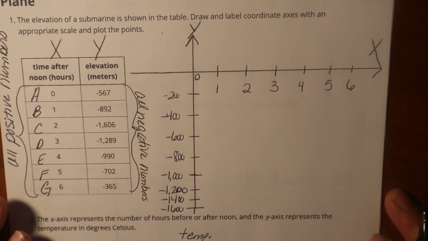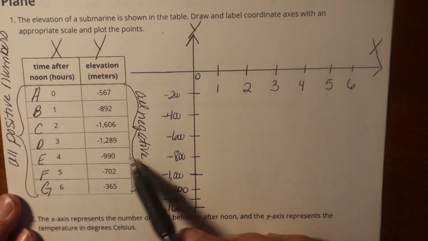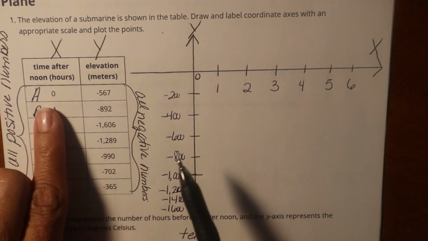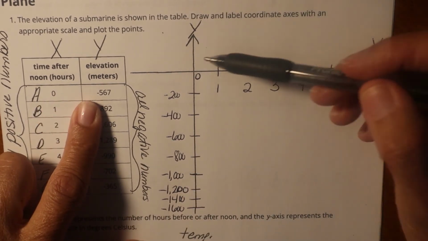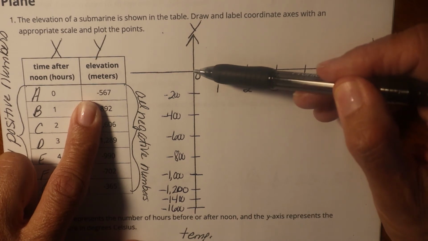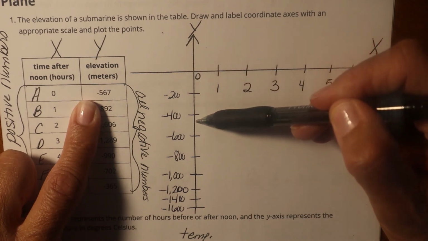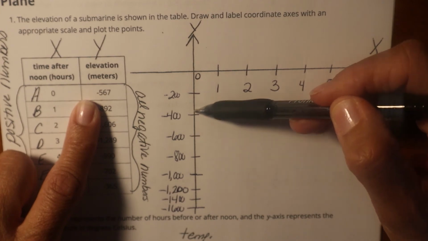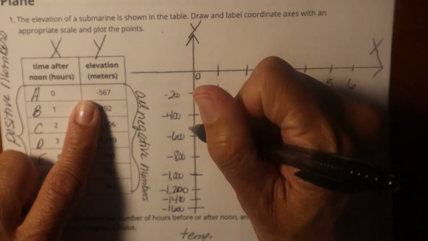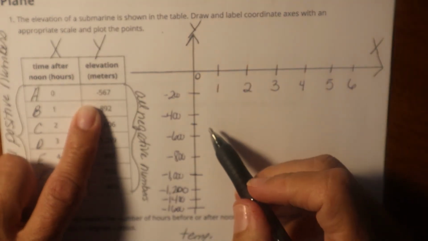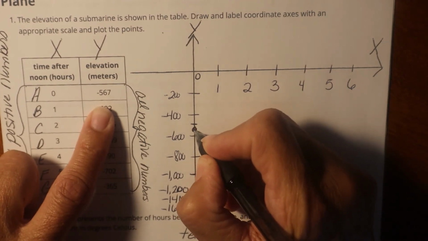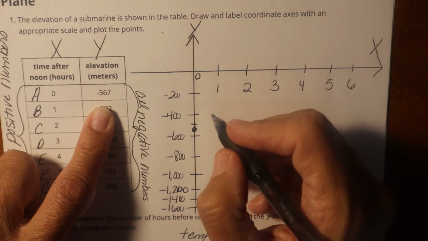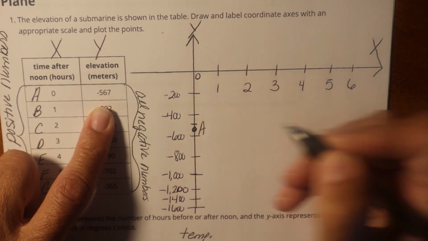Okay, now that I've got my coordinate plane drawn, I can plot my ordered pairs. So starting with point A, it's at 0 and then negative 567. So 0 means I'm not going anywhere. I'm going to come straight down. I realize that about halfway between 400 and 600 would be my 500. So since it's 567, it's just going to be a little bit below that 500, and I'm going to label this point A.